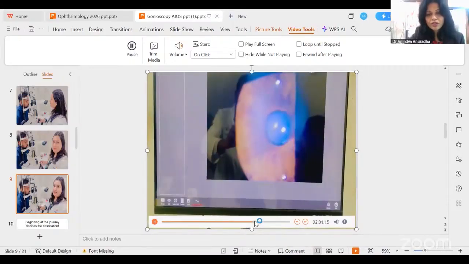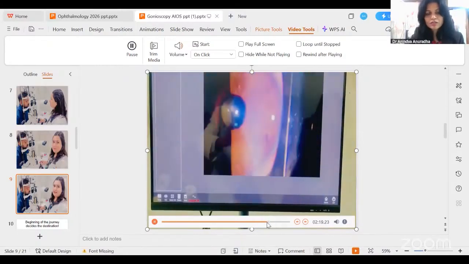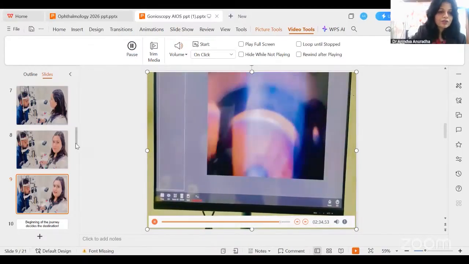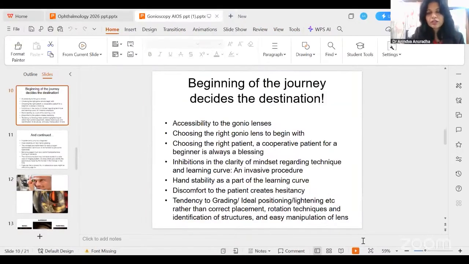So now she will, without even changing the hand, be able to come down and see, and then the nasal and temporal, just the opposite way, has to be seen. Okay, so now we have done a very small survey to understand what kind of difficulty resident doctors go through while doing gonioscopy.